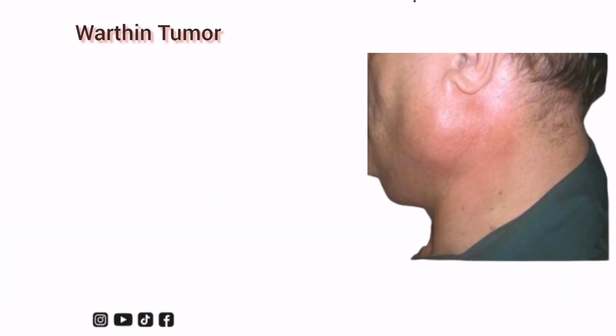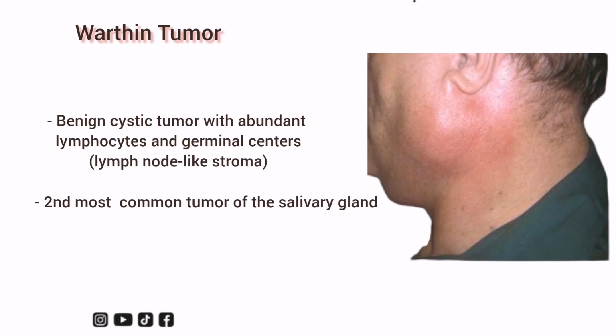So next one in the section is the Warthin tumor, benign cystic tumor with abundant lymphocytes and the germinal centers, which include the lymph node-like stroma. Second most common tumor of the salivary gland. So the first most common benign tumor was the pleomorphic adenoma, and the second is the Warthin tumor. Almost always arises in the parotid.